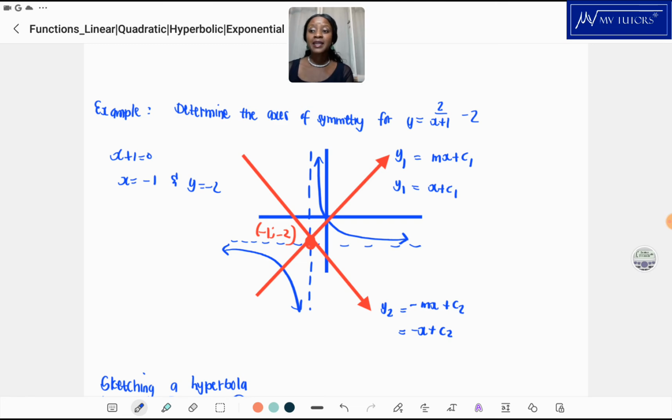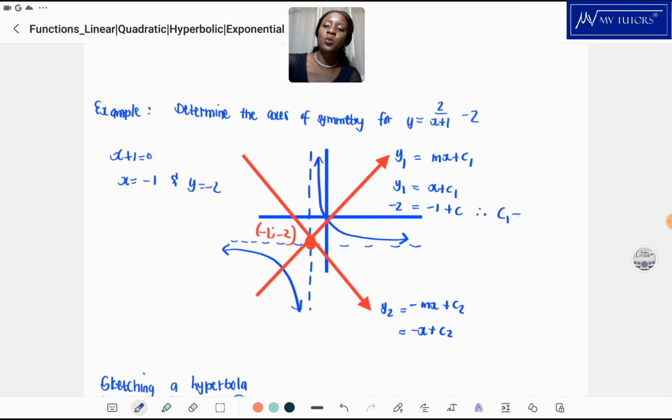So basically now you have a point that is applicable for both the increasing and the decreasing functions, the equations of the axis of symmetry. So I'm going to substitute that very point in both equations. Firstly here, y is negative 2, x is actually negative 1, and that will be plus c1.